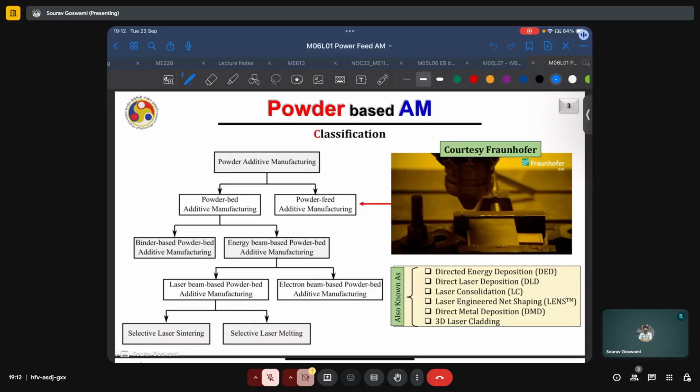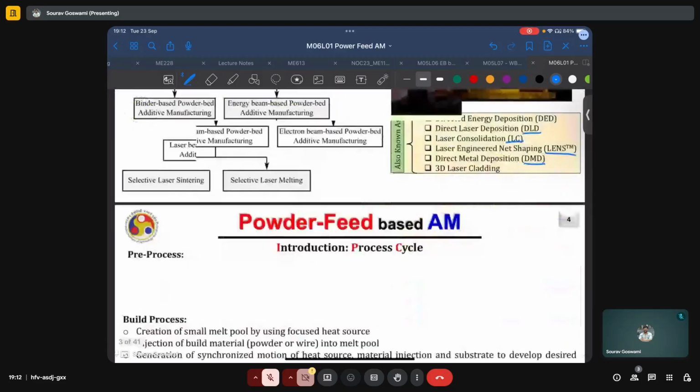Now, directed energy deposition is one of the most common names used to allude to such processes, but it is far from the only term used. Some of the other commonly used and reported terms are direct laser deposition, or DLD, laser consolidation, or LC, laser engineered net shaping or LENS, which is a trademark of Optomec, direct metal deposition, or DMD, or 3D laser cladding.